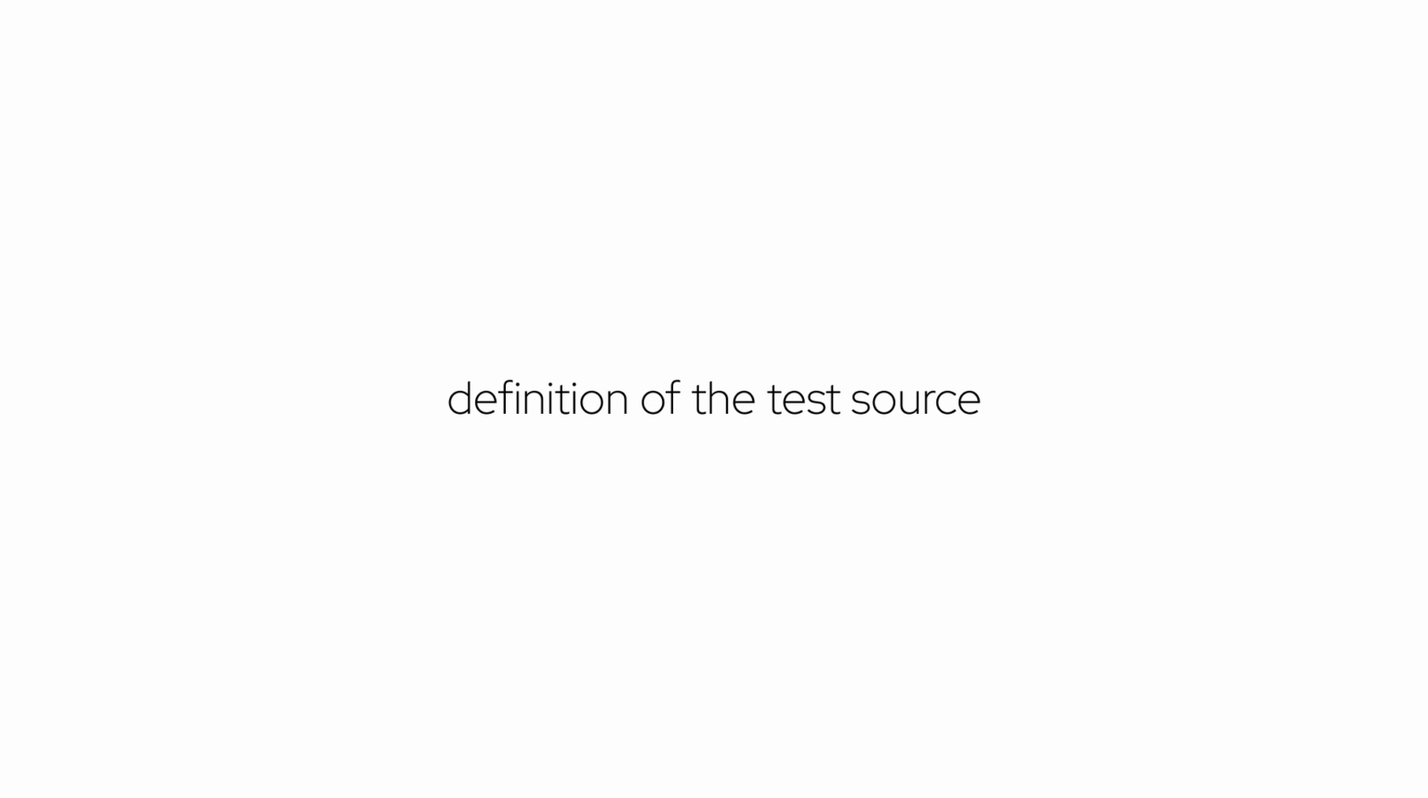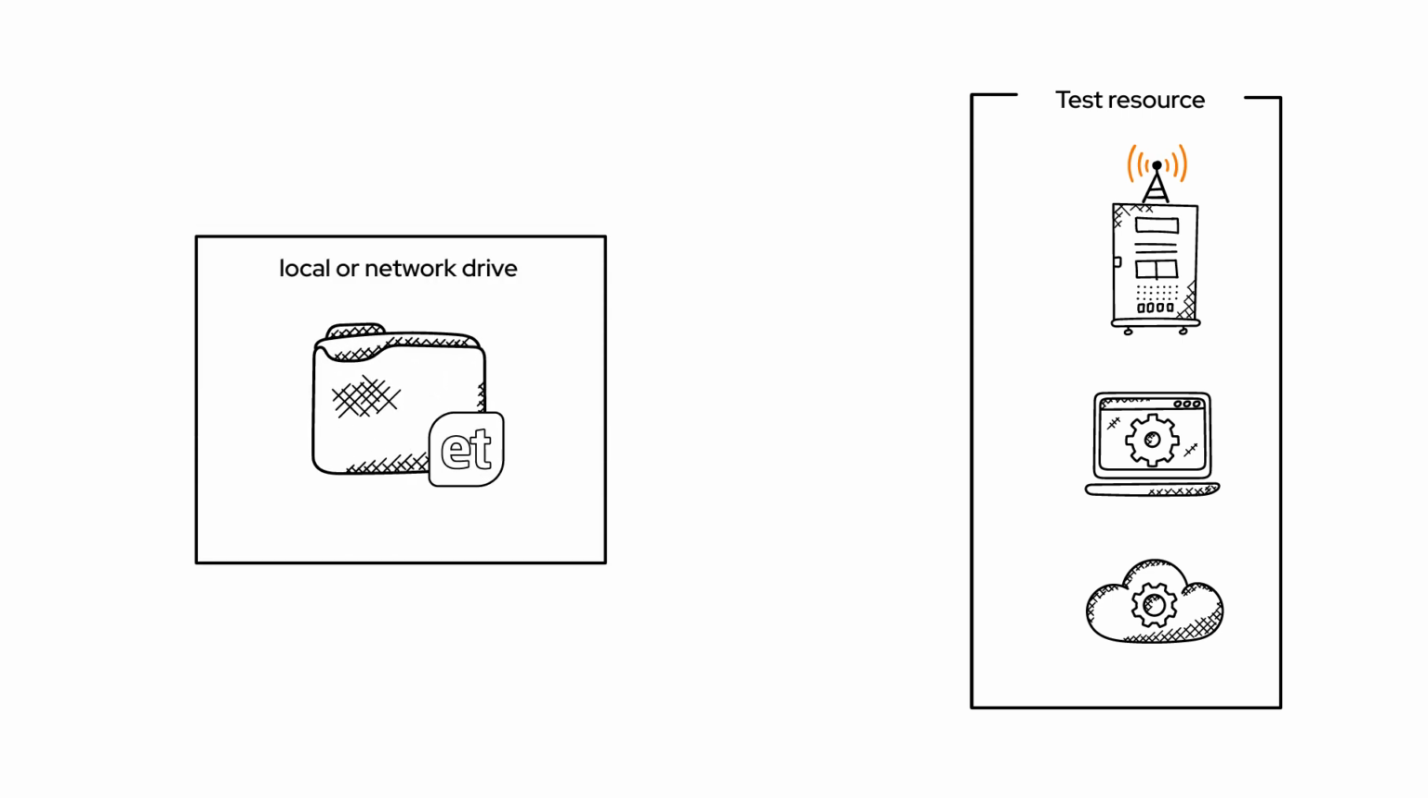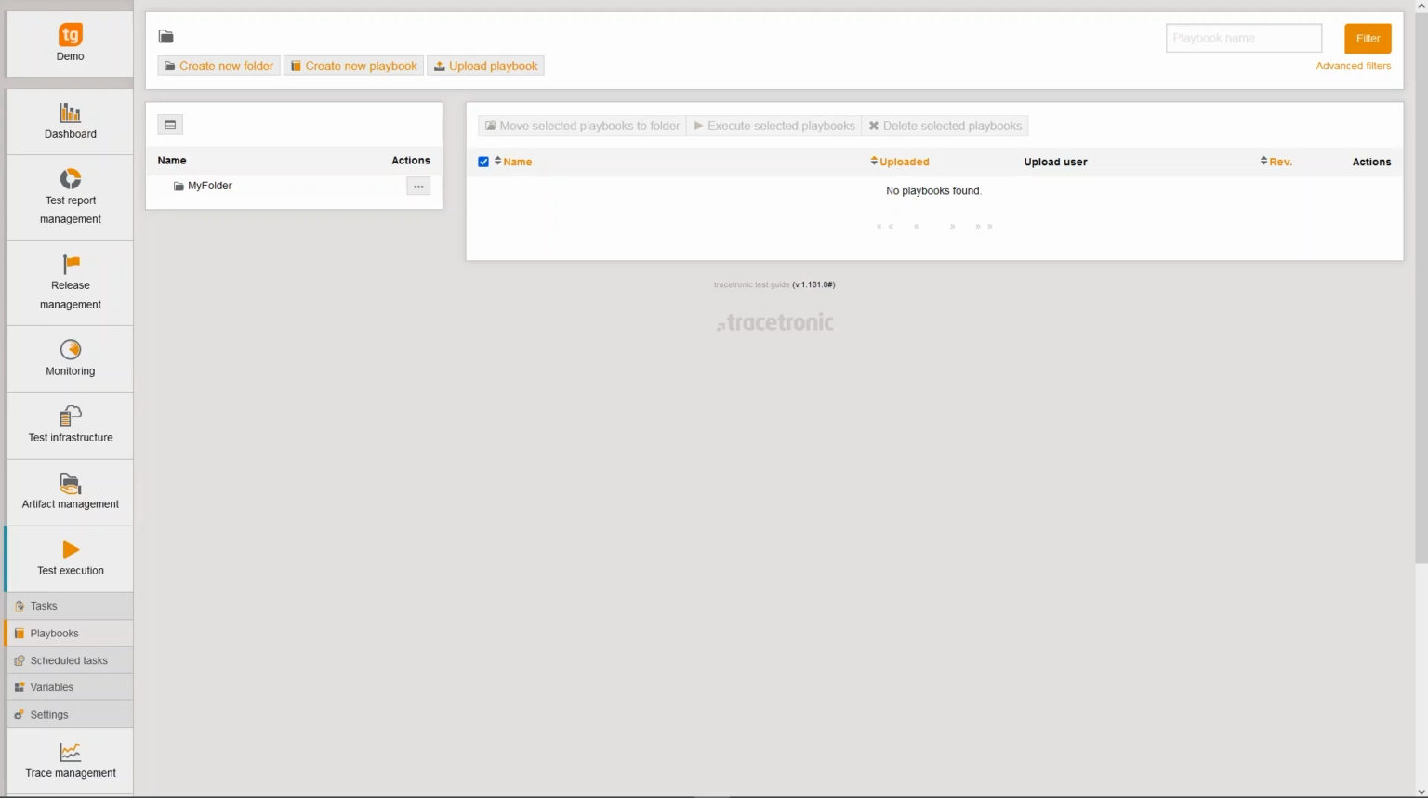The test source of a playbook can be one of 4 different source types. Location means that the test source is located on a local or network drive which is reachable from the test resource. In this case, the source does not need to be downloaded to the resource as it can be used directly on the drive. To define a location source, you have to provide its absolute file path.